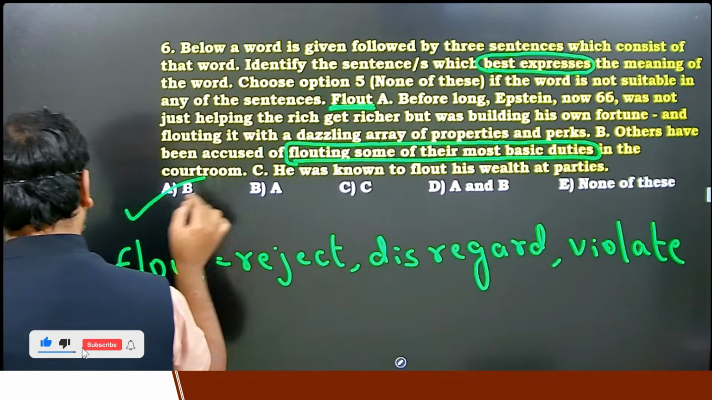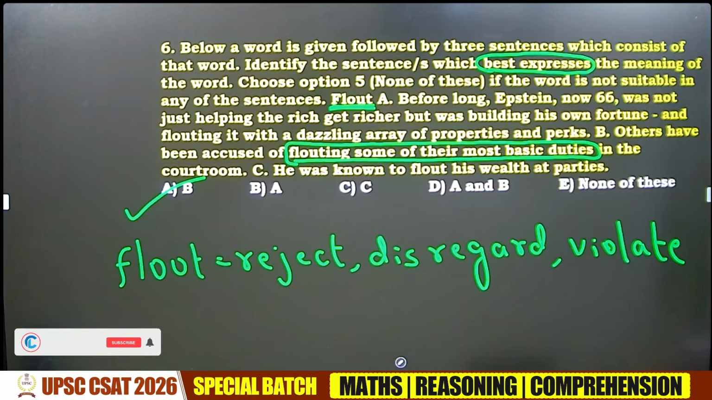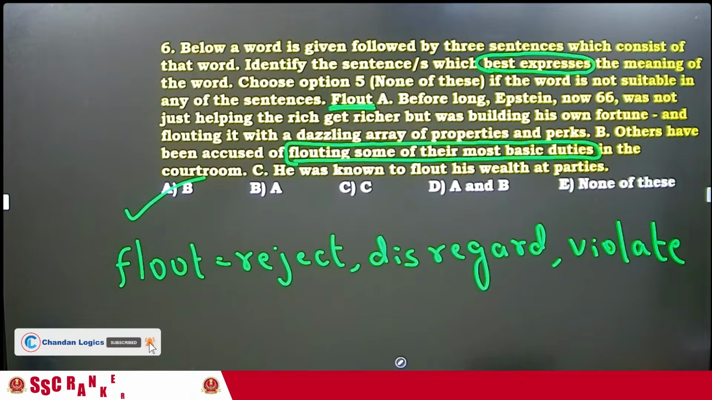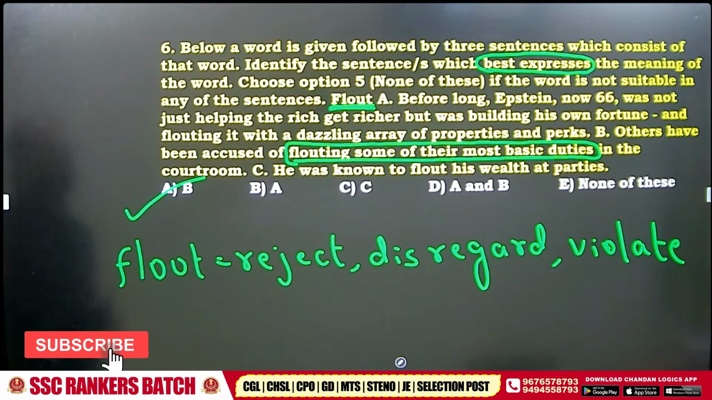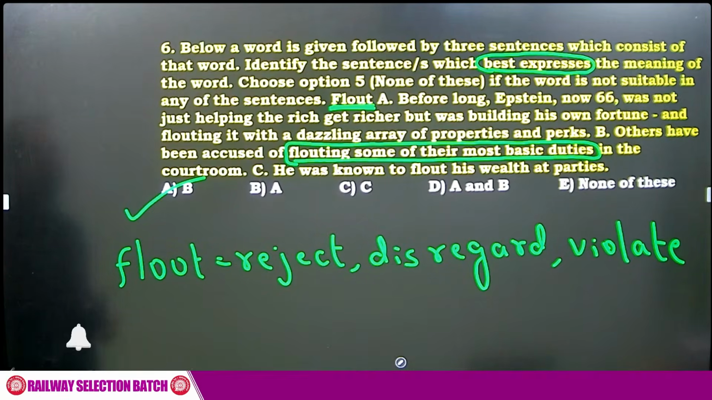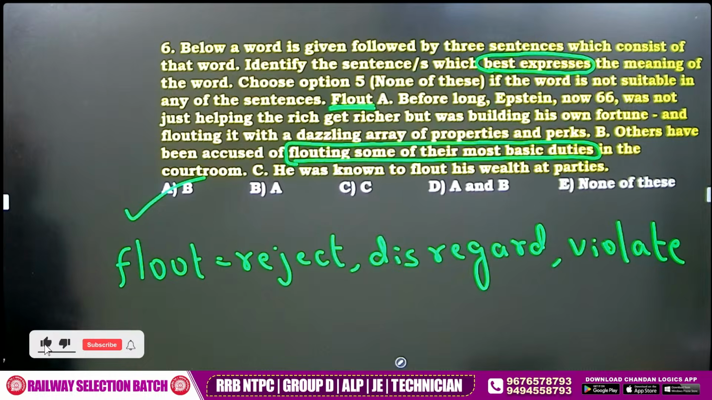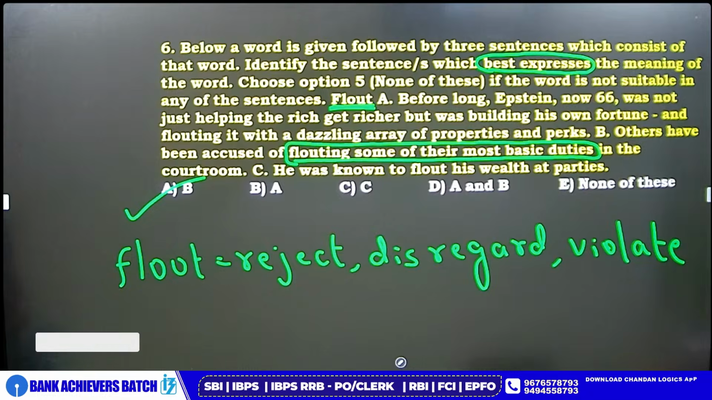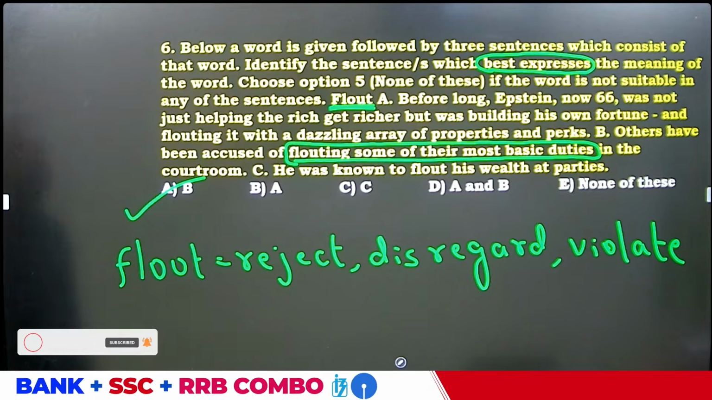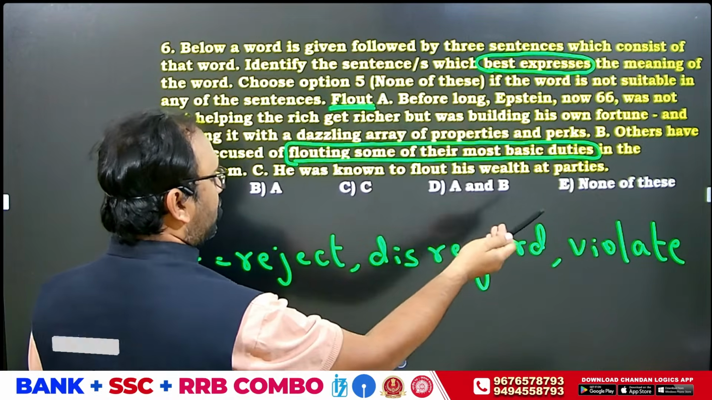Only B. If you read the A sentence and C sentence, there is a problem there. Before long, Epstein, now 66, was not just helping the rich getting richer, but was building his own fortune and flouting it with a dazzling air of property. There is a problem with A and C. There is no problem with B. Others have been accused of flouting their duties, so flouting their duties means violating their duties.